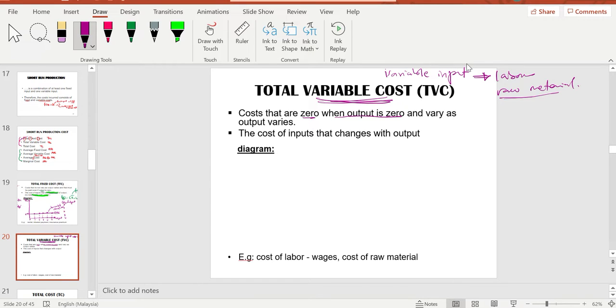So tapi bila kita tidak upah labor, meaning that if for example at that time labor is equals to zero, so bila no labor been hired, labor ni adalah variable input. What happened to the variable cost? It will become zero. No labor, no need to pay. One labor, the payment is 50. Two labor, the payment is 80. Contohnya, three labor, the payment is 150.